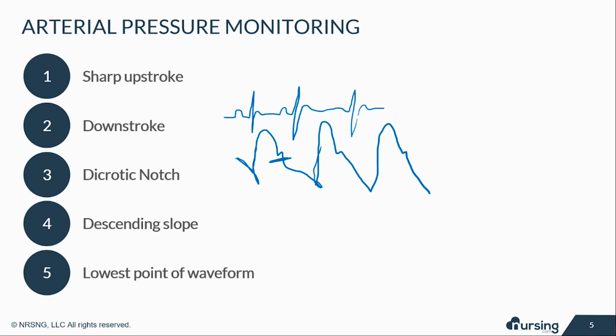So again, we go up. That's your upward stroke, which is the systolic pressure, ventricular systole. And then your downward stroke, which is the drop in systolic pressure. The little notch, which is the dicrotic notch. And then it descends a little bit more, which is the beginning of diastole. Your lowest point is the end diastolic pressure or your preload. This is how your art line should look, and it should correlate with your EKG. It will come after your QRS on an EKG.